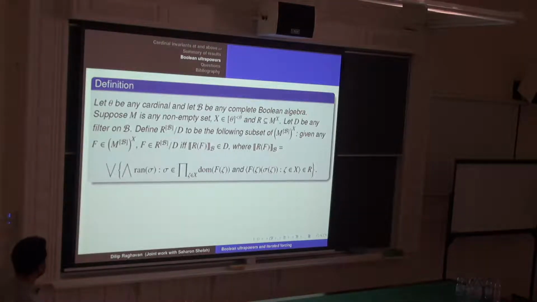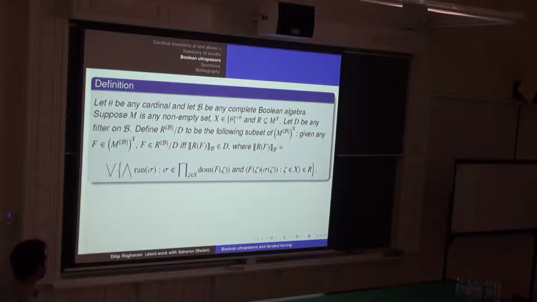So D is your filter on B. Then R to the B mod D is the following subset of M to the B to the X. Suppose I give you a function in M to the B to the X. What does that mean? If you give me any zeta in X, f of zeta belongs to M to the B. So its domain is a maximal antichain. The domain of f of zeta is a maximal antichain.